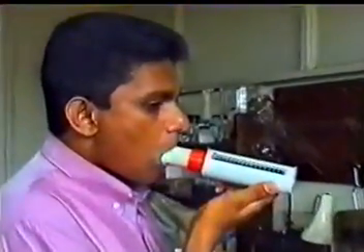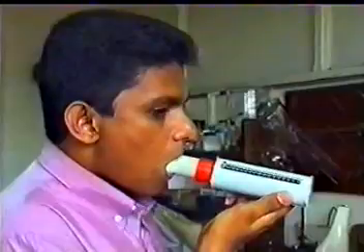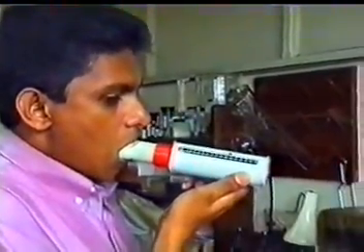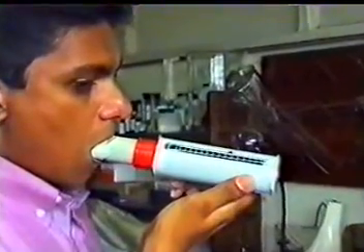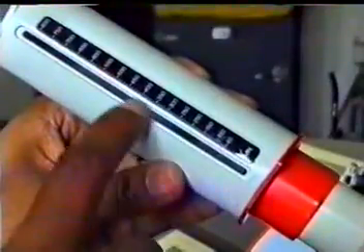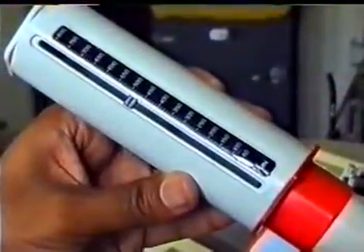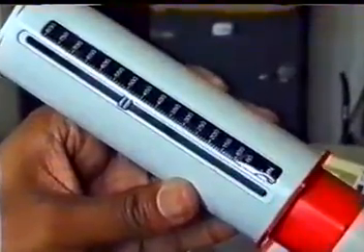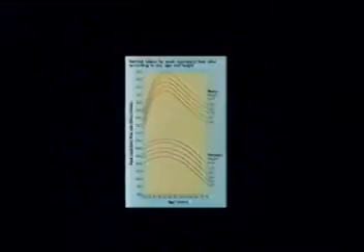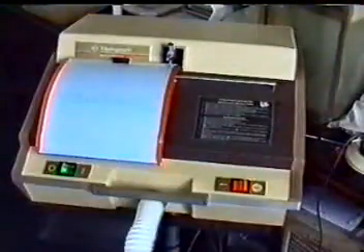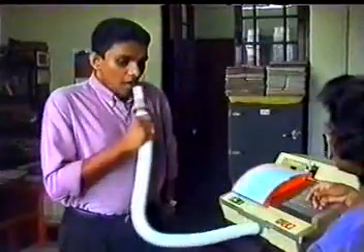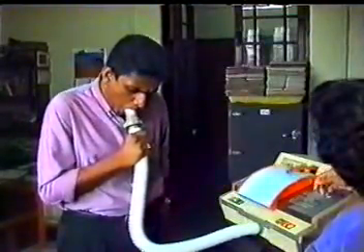This is the peak flow meter. The subject is asked to take a deep breath in and breathe out as fast and as full as possible. In this case, the peak flow rate is about 500 liters per minute. It's about 480. Peak flow rate changes with the age and the height. This is a spirometer which is used to measure the vital capacity and the FEV1.